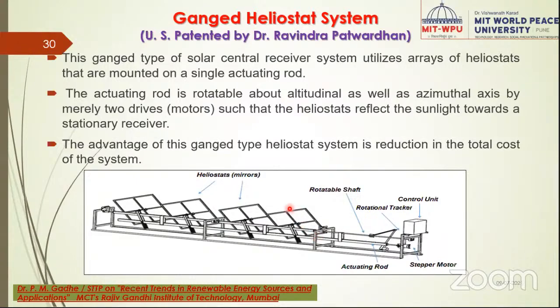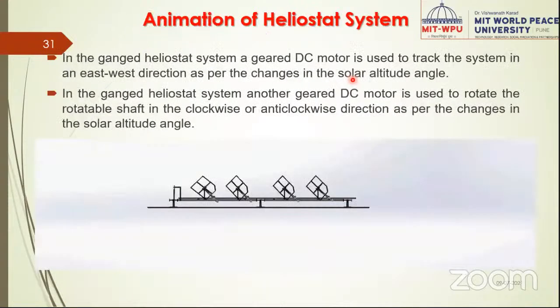So in the conventional system, suppose this is a single heliostat. For tracking this single heliostat, we need two motors. But here, a number of heliostats can be placed on a single actuating rod, and by using only two motors, one for azimuthal tracking and another for altitudinal tracking, we can track the number of heliostats. This is the patented system, and Ravindra Patwardhan sir made the patent, and we have fabricated the system based on this patent. I'll just show you the animation of how that system works.